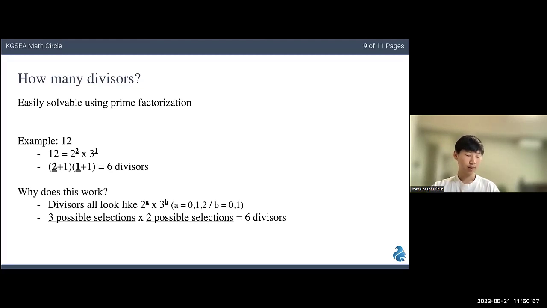So why does this work? Well, divisors all look like 2 to the power of a times 3 to the power of b, where a equals 0, 1, or 2, and b equals 0 or 1. So a has 3 possible selections, while b has 2 possible selections. And thus, by multiplying this, we get that there are 6 divisors of 12.